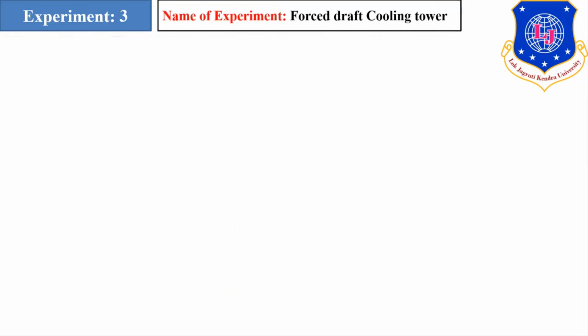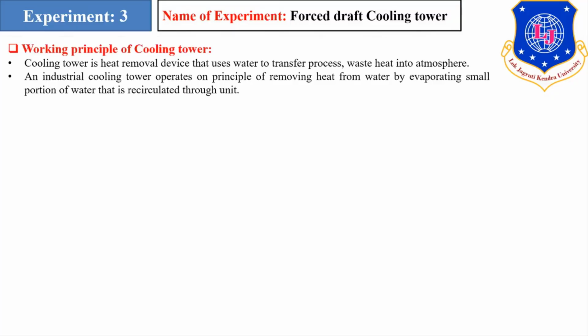Now, the working principle of the cooling tower. Basically, the cooling tower is a heat removal device that uses water to transfer process waste heat into the atmosphere, which means that through the cooling tower we circulate water and air. The waste heat, or the hot water, after mass transfer and heat transfer with the air, will become cold, and the waste heat in terms of air will be removed to the atmosphere. An industrial cooling tower operates on the principle of removing heat from water by evaporating a small portion of the water that is recirculated through it.